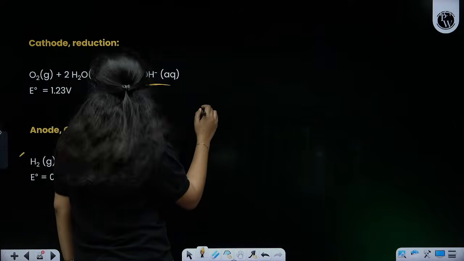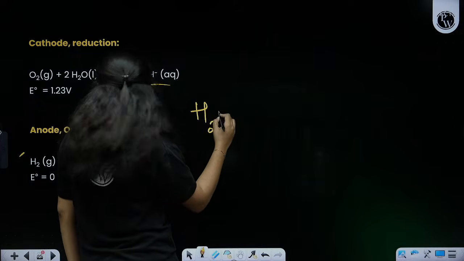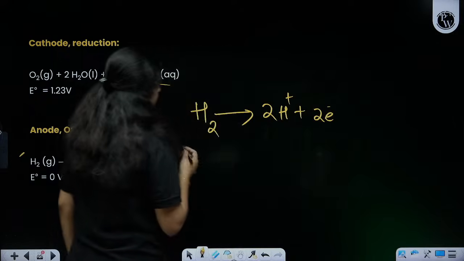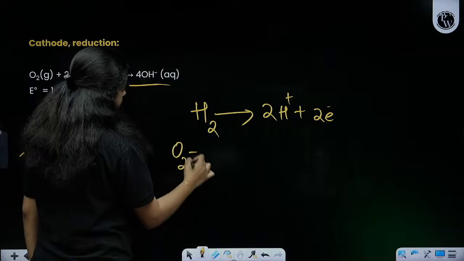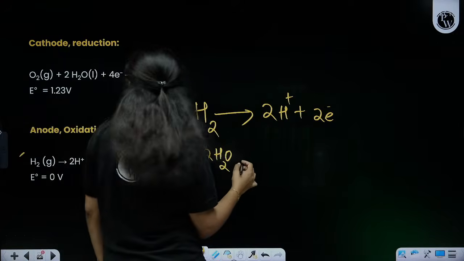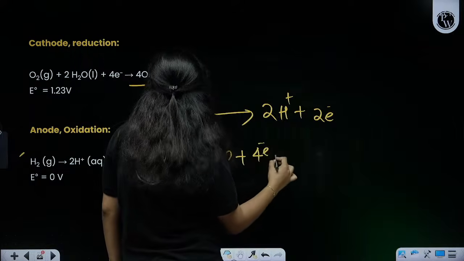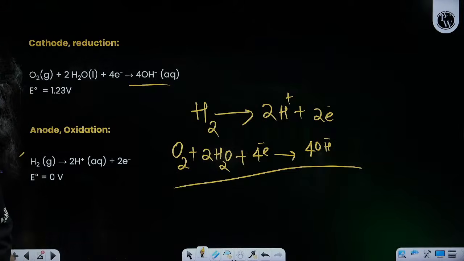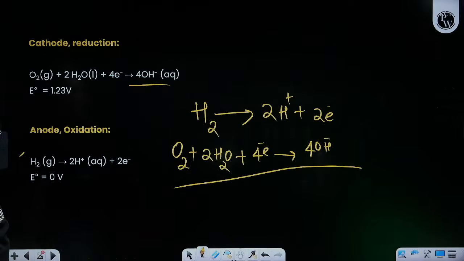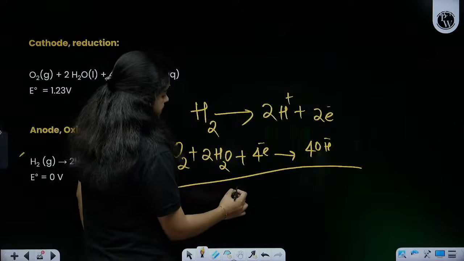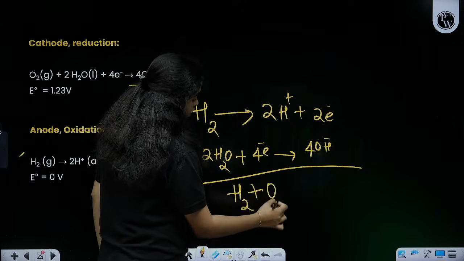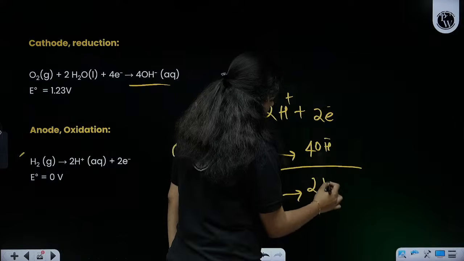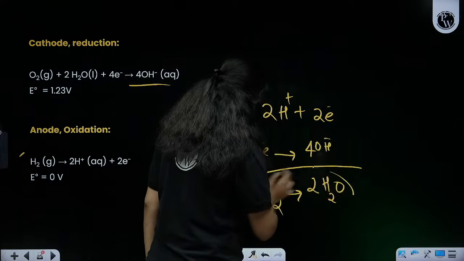We can write like cathode reaction. First, I'm going to write the anode one. Okay, H2 gives 2H plus plus 2 electrons. The next one is oxygen. So oxygen plus 2H2O plus 4 electrons gives 4 OH minus. Now we are going to add the equation. So can you tell what will be the final equation? H2 plus O2, we can cut it, right? H2 plus O2 gives 2H2O, which is the final equation for our fuel cell.